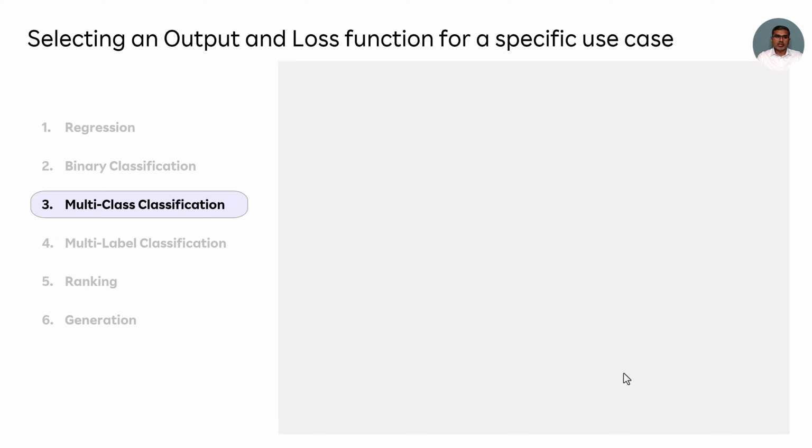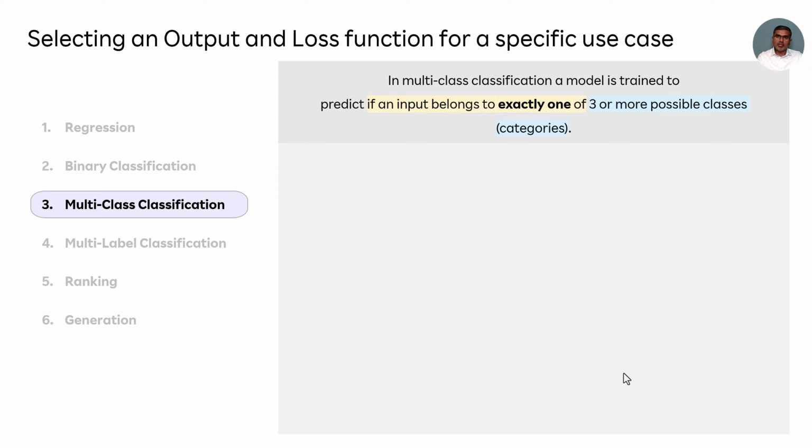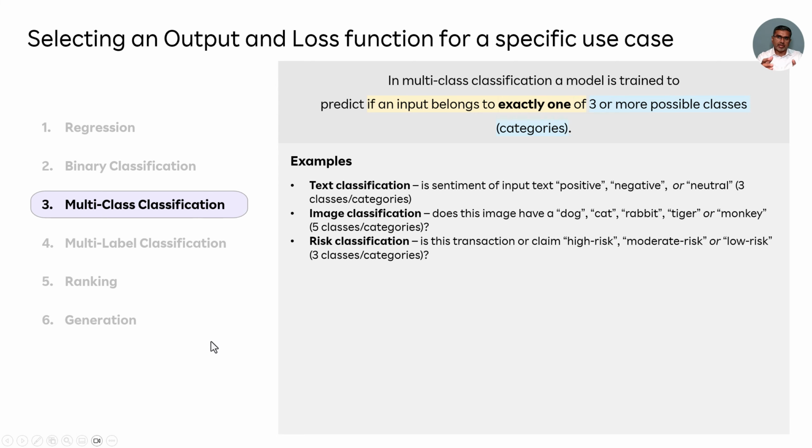So what is a multi-class classification? In multi-class classification, you're trying to build a neural network that can slot an input into three or more possible categories. This is critical: three or more possible categories. If it is two categories, then it becomes binary classification. It's either this class or that class. But if you have three or more, then you essentially use a multi-class classification. So what are some good examples of where this is useful? Text classification, for example.